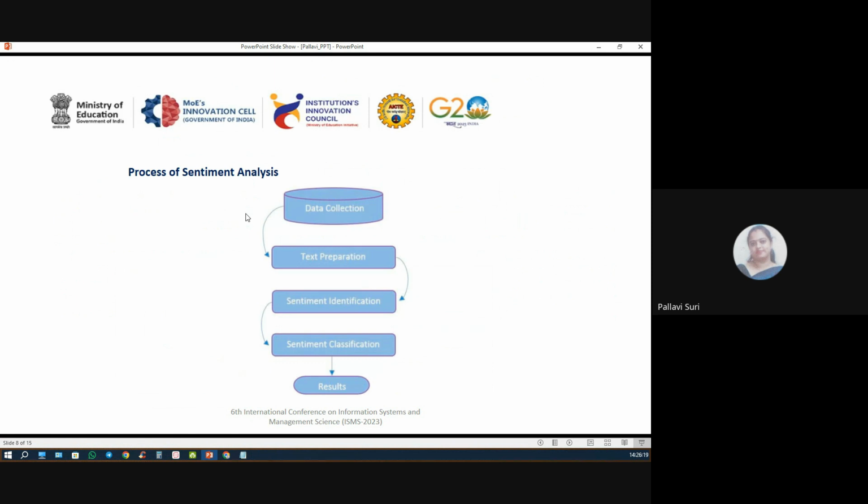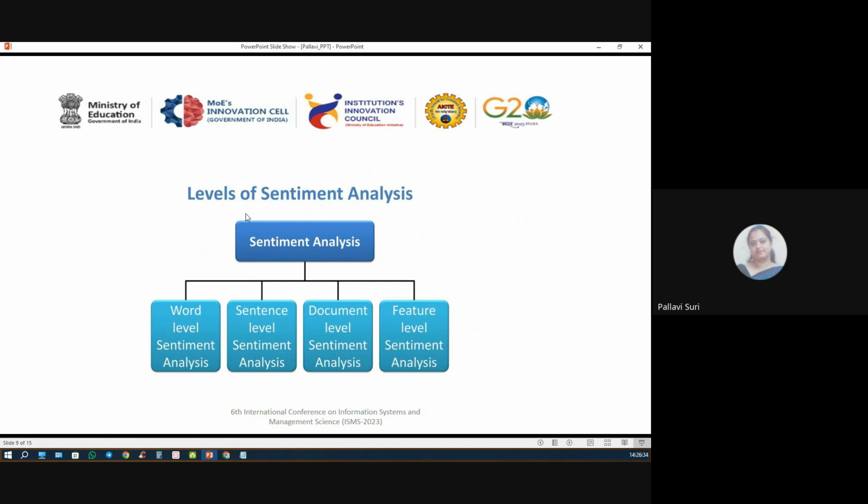This is the process of sentiment analysis. To find out the sentiment, we first have to do data collection, text preparation, sentiment identification, and classification, and after that come the results. Levels of sentiment analysis. There are 4 levels of sentiment analysis shown here: word level, sentence level, document level, and feature level.